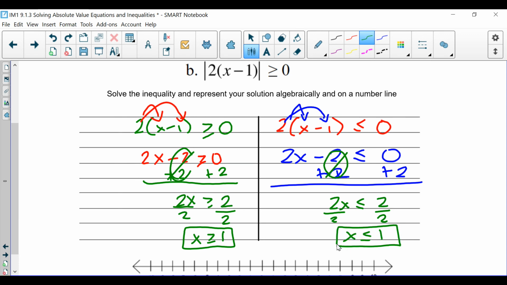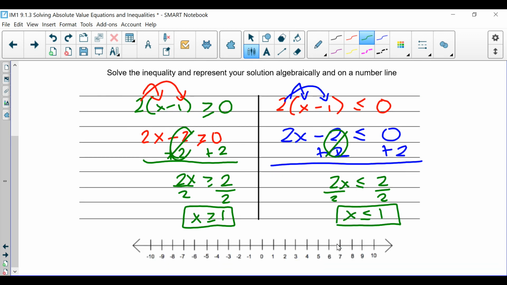So in this case, it's kind of interesting because it's similar to the last one, we've got 1 here, but it's actually filled in because it's equal to 1. X could be greater than it. It could also be less than it. And that's what we have as our graphing for solutions for inequalities.